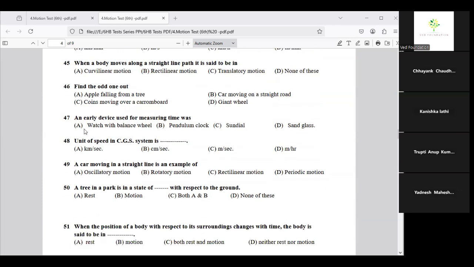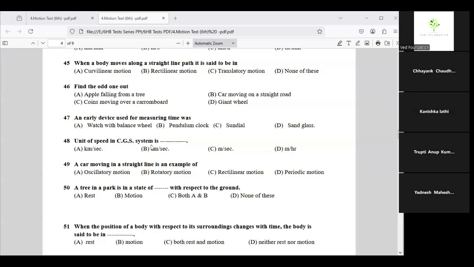47. An early device used for measuring time was A, watch with balance wheel, B, pendulum clock, C, sundial, and D, sand glass. Correct answer is option C. In ancient time, sundial was used for measuring time. Option C is correct.